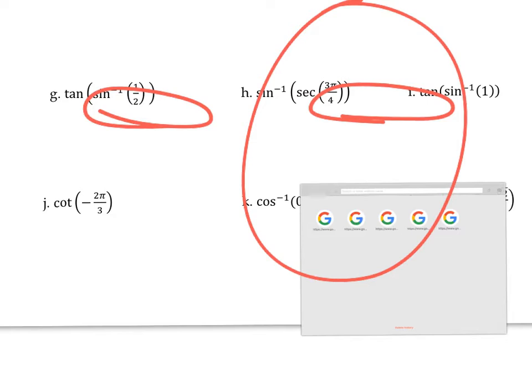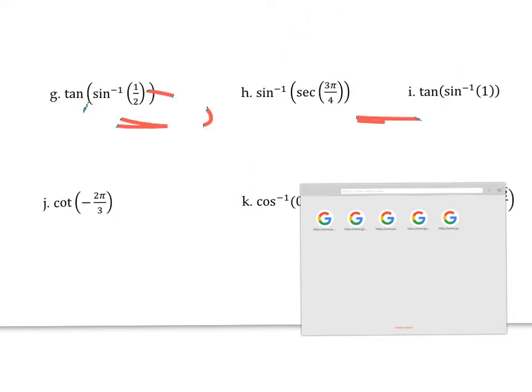If I look at the next one, it says secant of 3 pi over 4. 3 pi over 4 is here. Secant is 1 over cosine, so 1 over x. That's 1 times 2 over square root of 2, negative. So that's negative 2 square root of 2 over 2, which is just negative square root of 2.